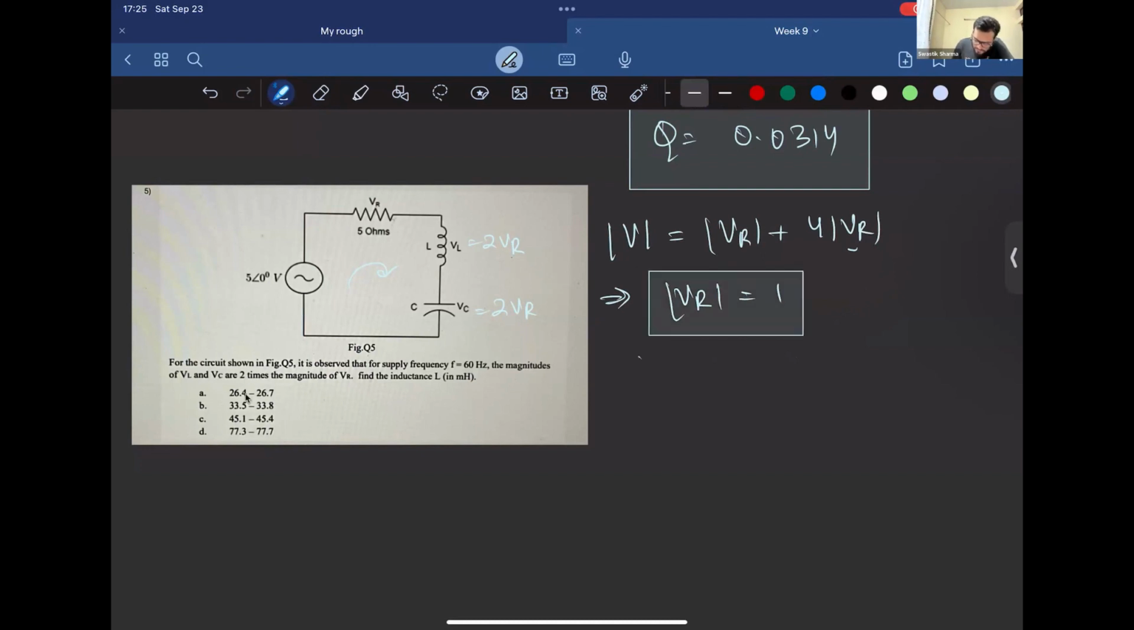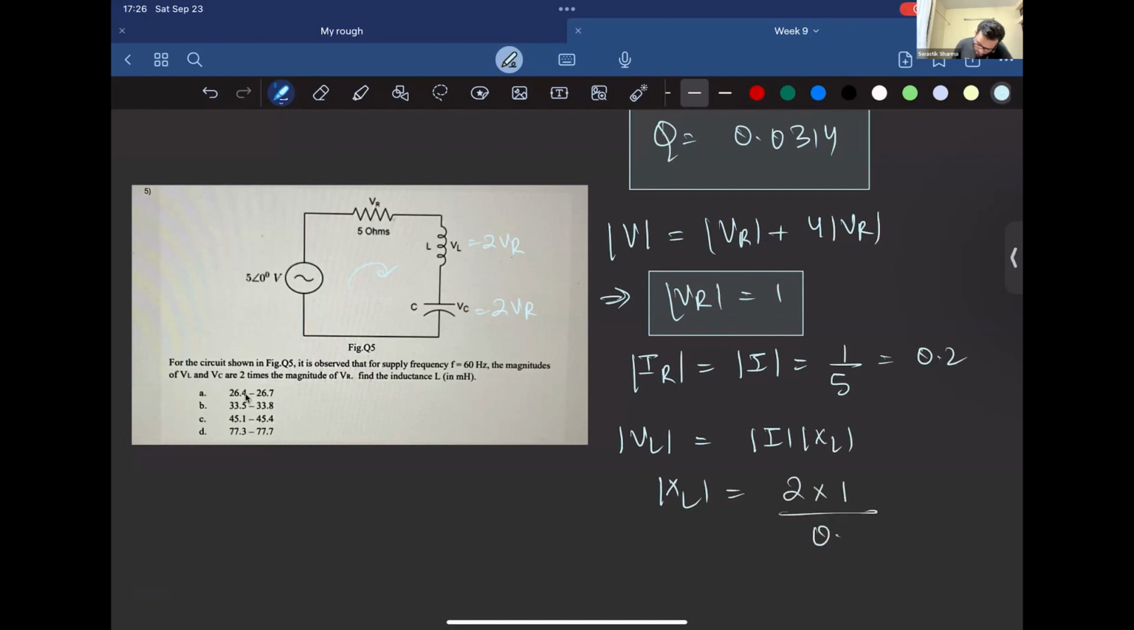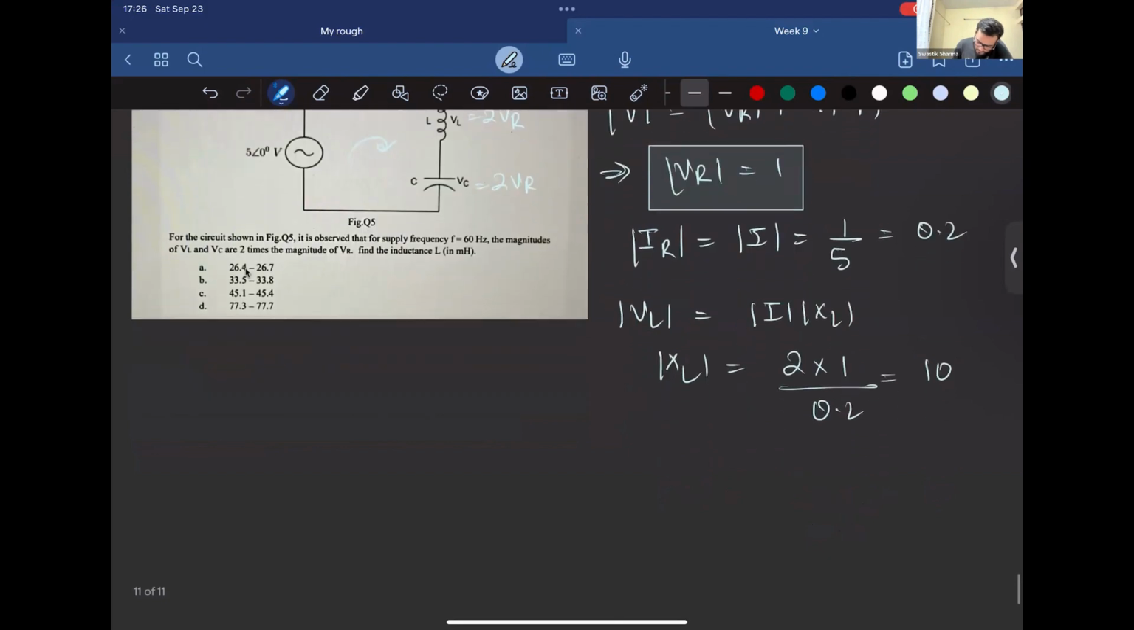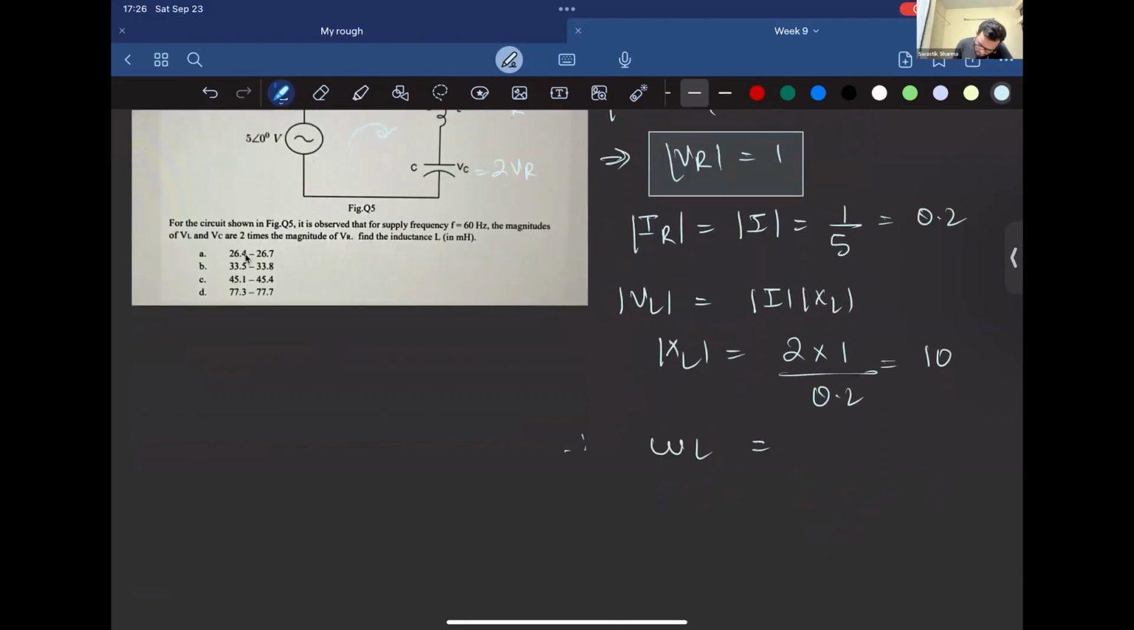So now mod of VR is 1, the magnitude of voltage across the resistance is 1. So the current, which is also the current of the whole circuit, is nothing but 1 upon 5, which is 0.2. Right, so you got these two equations. Now mod of VL is equal to what? Mod of 0.2 into XL, right? So XL is what? 2 into VR is 1.2, this is 10. Therefore, omega L is equal to 10.